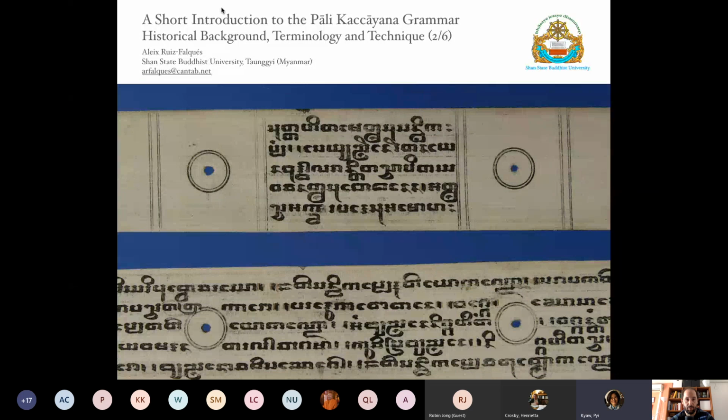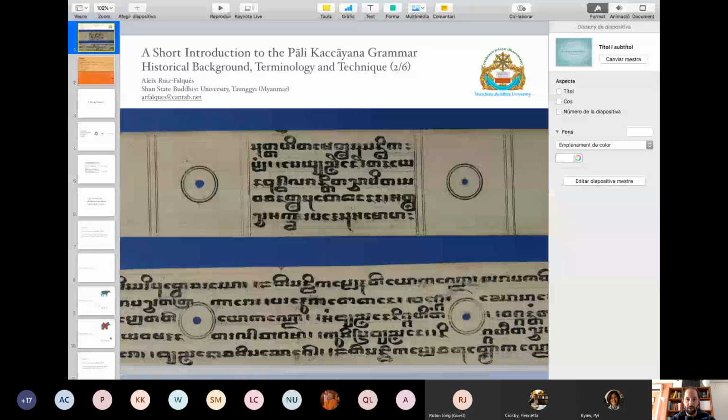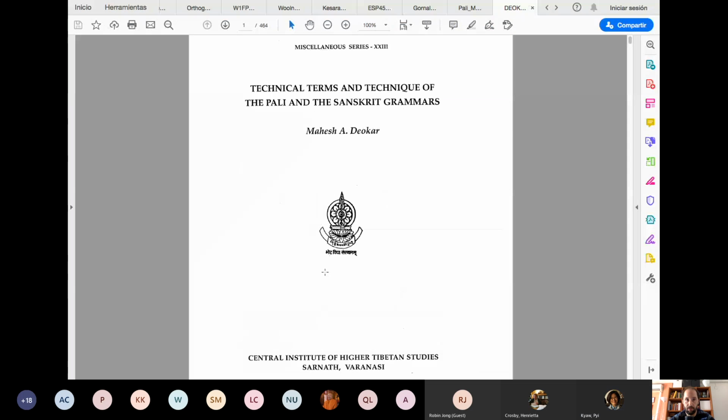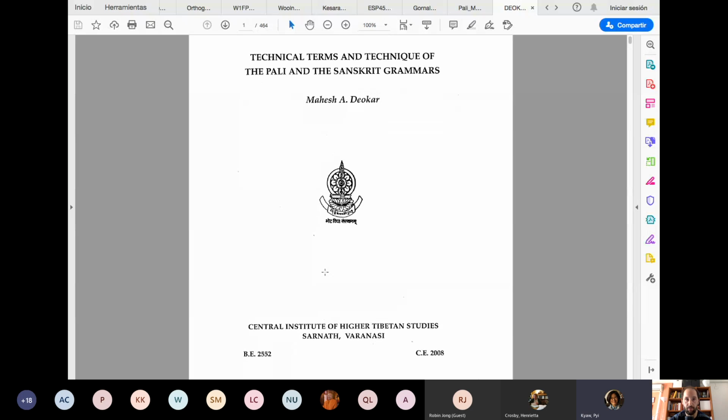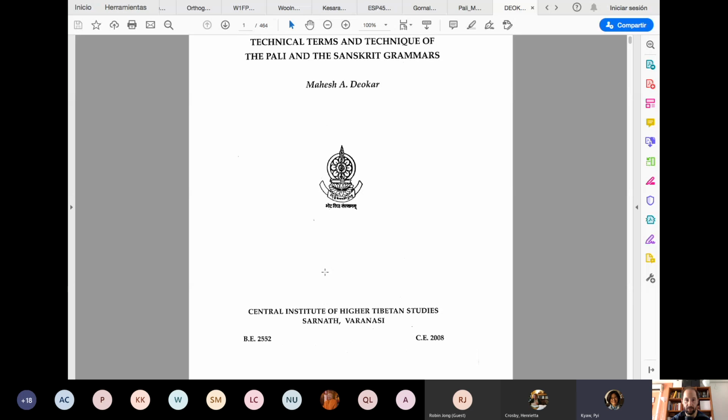And last day, if you remember, we saw a little bit of the materials that I have uploaded on Google Drive. I forgot to mention one publication that I would like to mention now, this one. It's a book by Professor Mahesh Deokar from the University of Pune, called Technical Terms and Technique of the Pali and the Sanskrit Grammars. This is a really good reference work that I use all the time. I think we all should use this book if we are working on Pali grammars or even Sanskrit grammars, on Indian systems of grammar. It's published by the Central Institute of Higher Tibetan Studies in Sarnath in Varanasi.